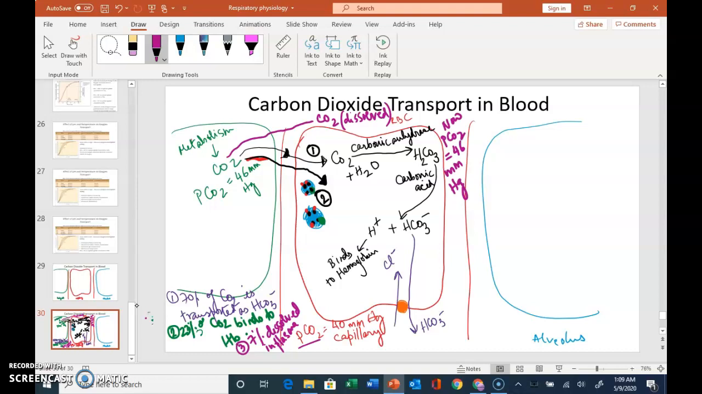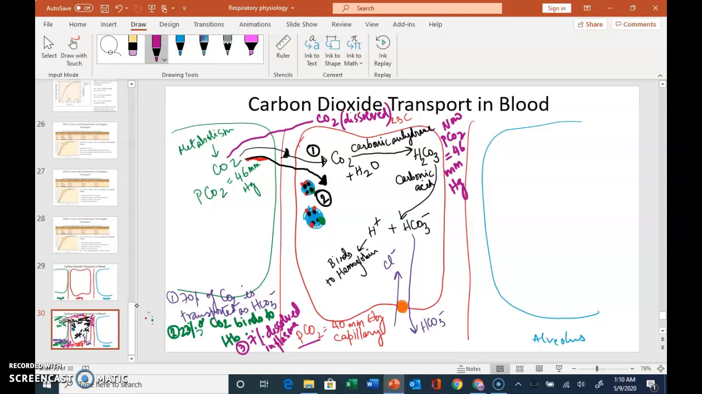Within the RBC, there is an enzyme called carbonic anhydrase, which allows carbon dioxide to get mixed with water to form carbonic acid. Carbonic acid immediately dissociates to form hydrogen ions and bicarbonate ion. The hydrogen ion binds to hemoglobin to prevent change in RBC pH. The bicarbonate is transported out of the RBC into the plasma by a pump. And in return, the RBC gets chloride into the cell. All right, that was route number 1.